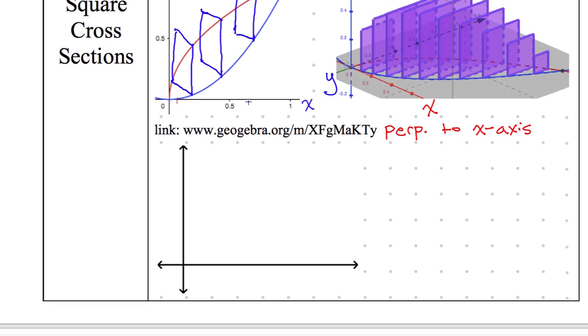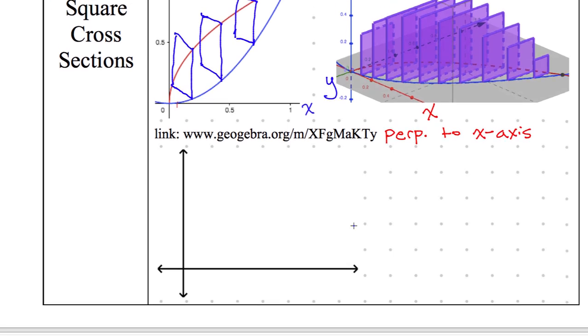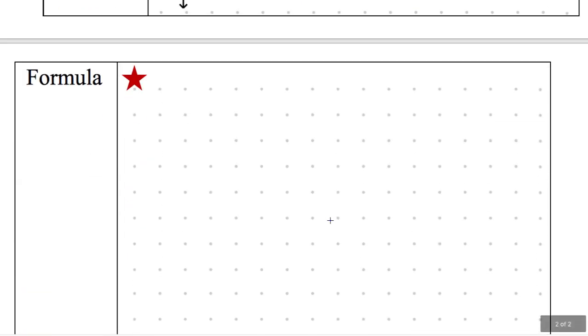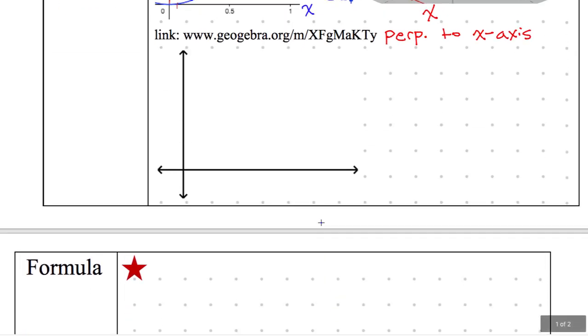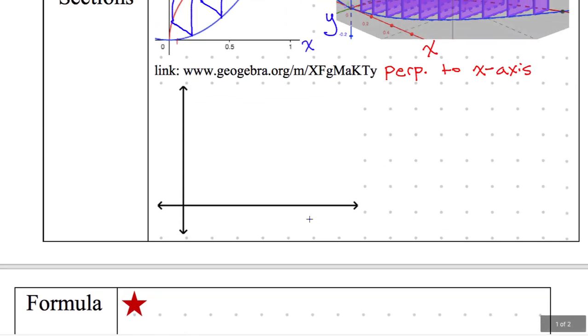So let's come down here and talk about cross sections. Do I have information on the back? Yeah, let's stay right here.